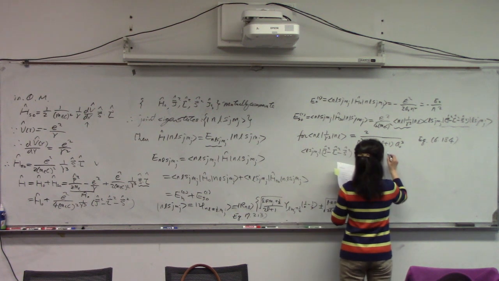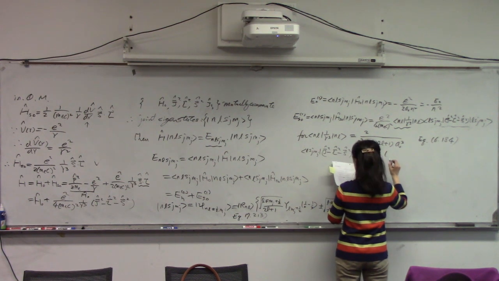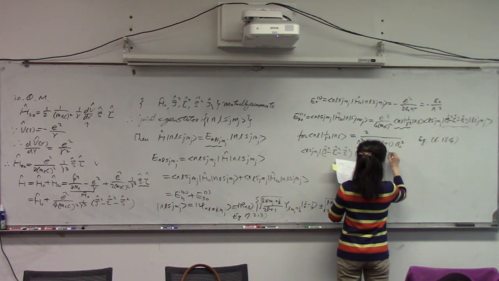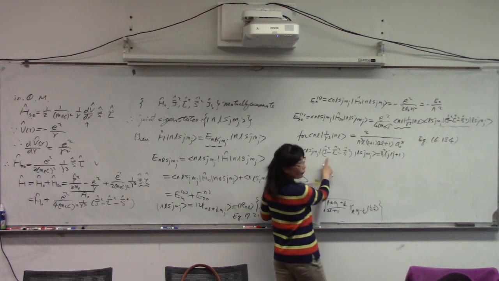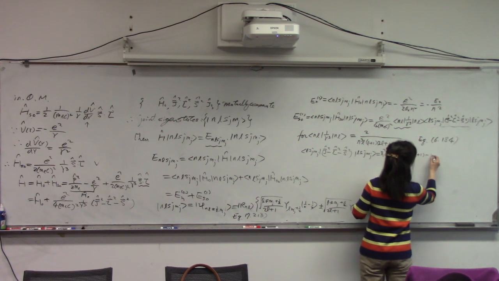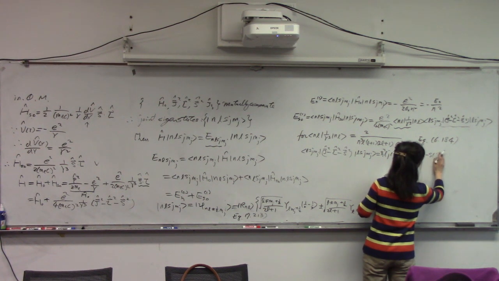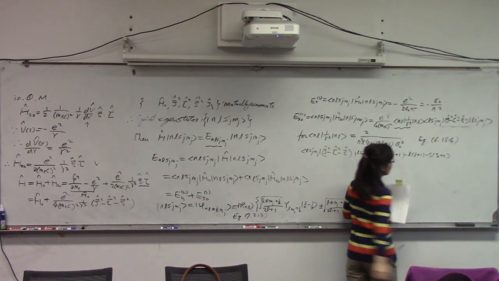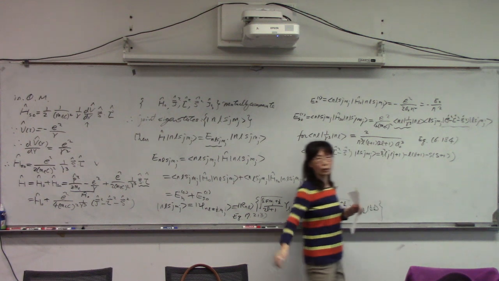Now, for J we have h bar squared times j times j plus 1, right? And the second one is l times l plus 1, minus s times s plus 1. That's all.